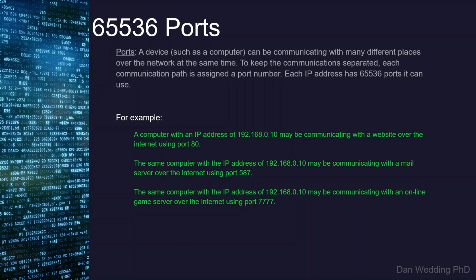For example, a computer with an IP address of 192.168.0.10 may be communicating with a website over the internet using port 80. The same computer with the IP address of 192.168.0.10 may be communicating with a mail server over the internet using port 587. The same computer with an IP address of 192.168.0.10 may be communicating with an online game server over the internet using port 7777.